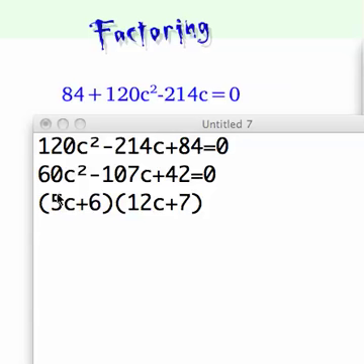So I picked 5 and 12, and then tried the 6 and 7, and it seems to work. Now 5C times 7 is 35C, 6 times 12 is 72, 35 and 72 add up to 107, except it's the wrong sign. So if I make both of these negative, because they multiply to give a positive, let's try it. So we have negative 35, negative 72 adds to negative 107, that works. So that's equal to 0.